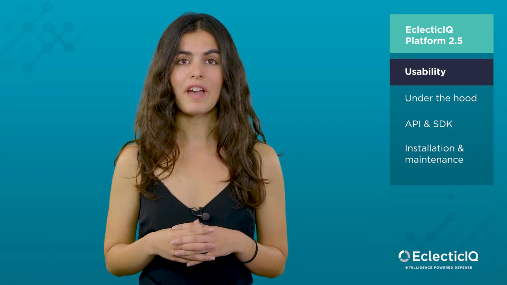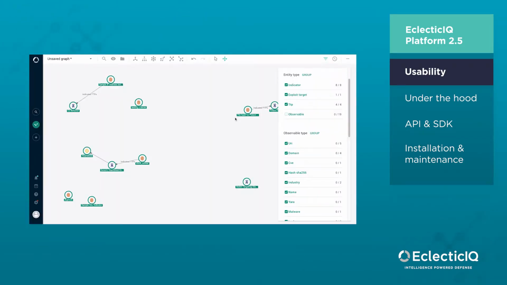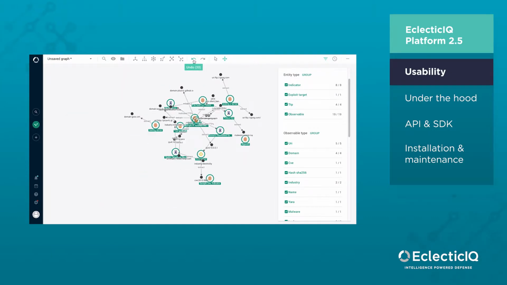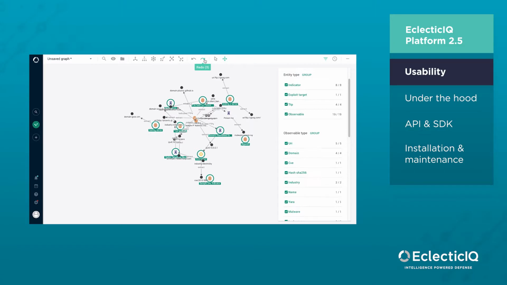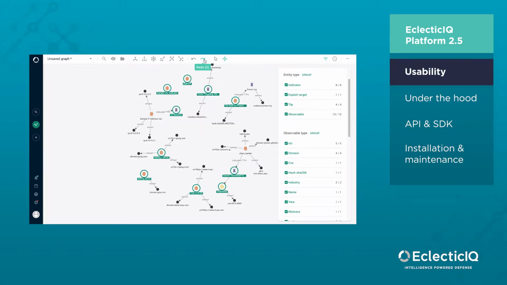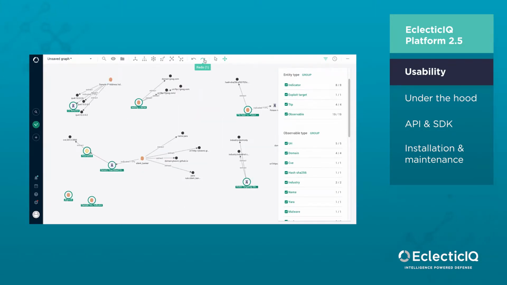Furthermore, we revamped the undo-redo functionality for the graph. Analysts can now reverse a virtually unlimited number of actions. The platform also keeps count and shows the number of steps backward or forward you can make. So testing different hypotheses during an analysis and getting back to your starting point is now easier.